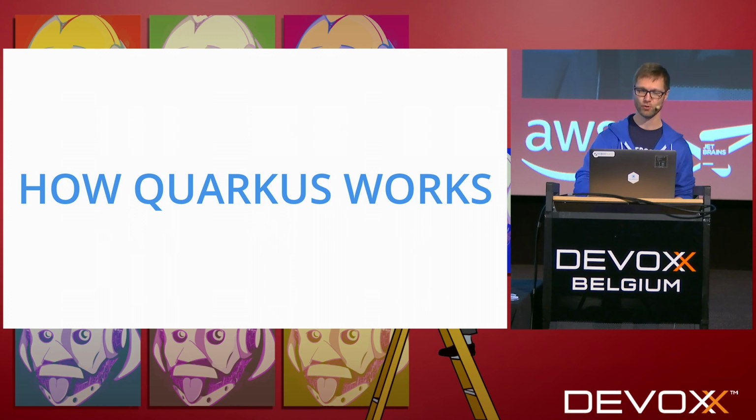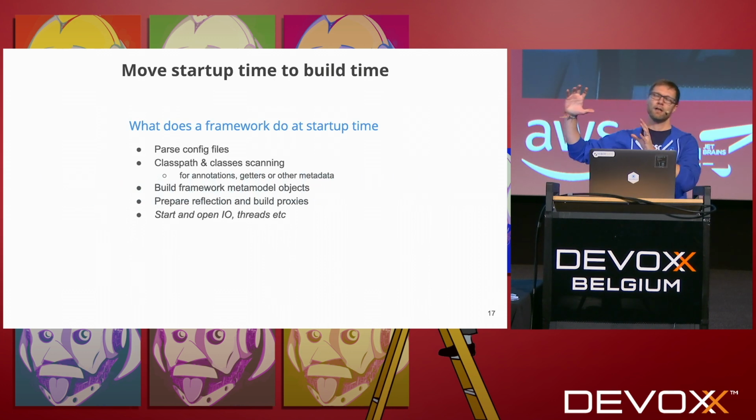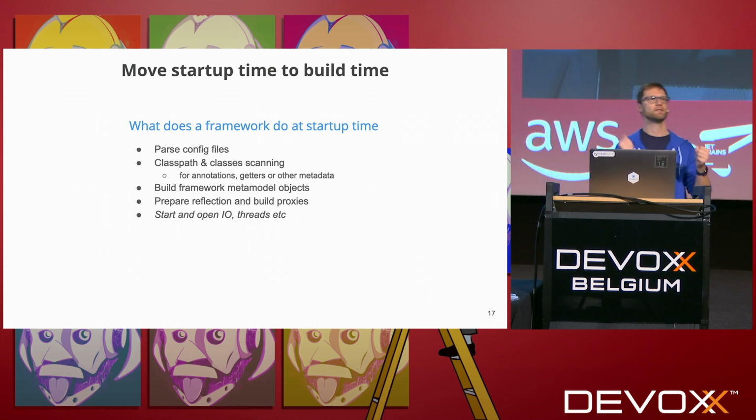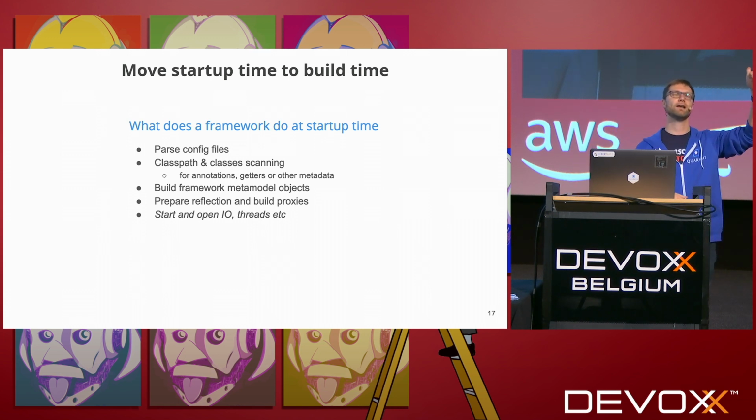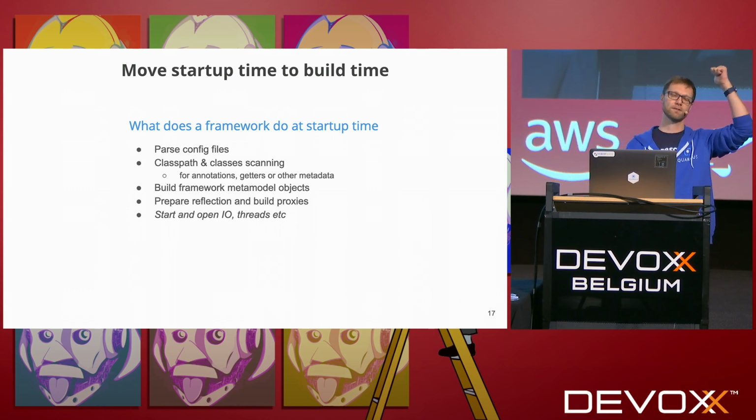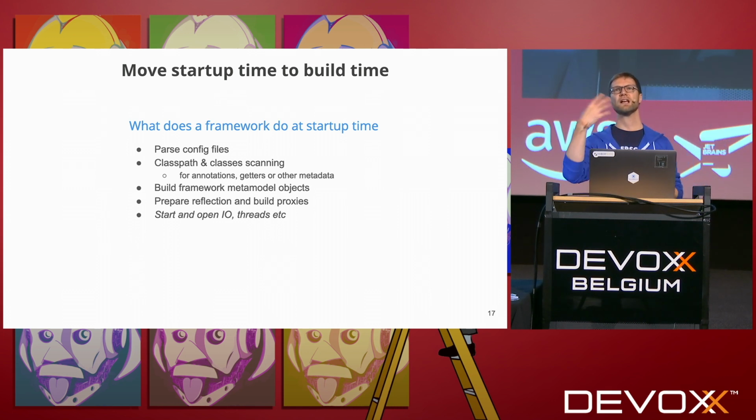So how does Quarkus work? The key is to say, let's take the bootstrap of the framework, the startup time, and move everything, as much as we can, to build time. What does the framework do? It parses the XML file, like a persistence.xml or application.properties or something like that. So, XML parser, loading the file, gathering some metadata. Then it does class path scanning.